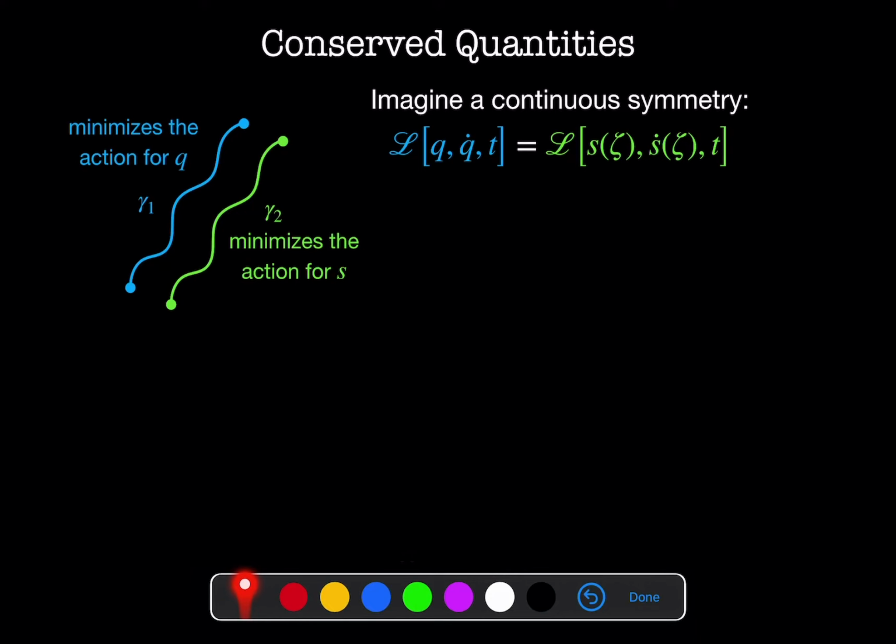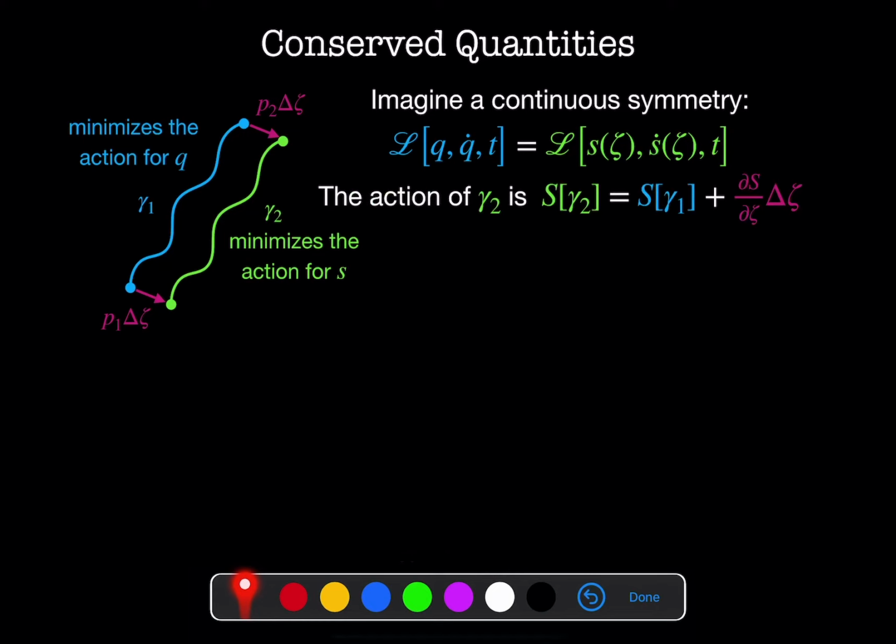If I were to expand s for small values of zeta, I would say that the difference between these would be, I guess, at the starting point, p1 times delta zeta, and at the ending point, p2 times delta zeta. So the action of gamma 2, this path here, S of gamma 2 is equal to S of gamma 1 plus dS by d zeta times delta zeta. Basically, that is the area enclosed by this little rectangle.